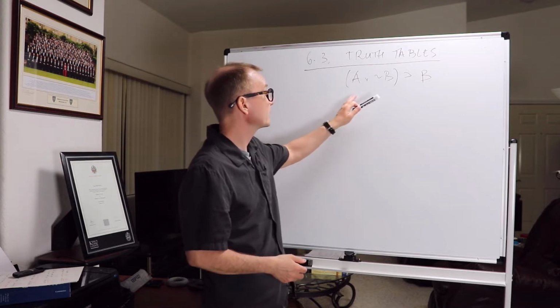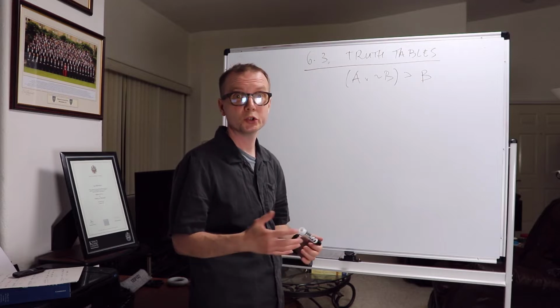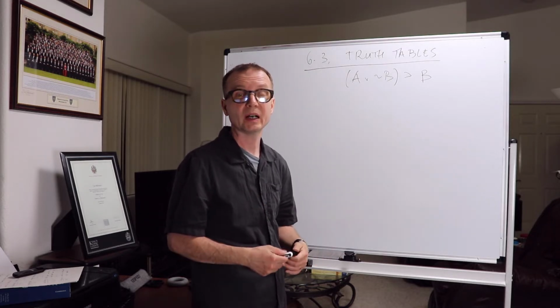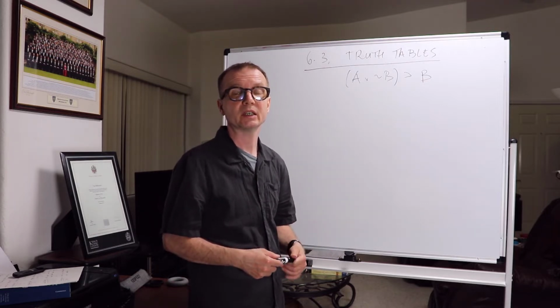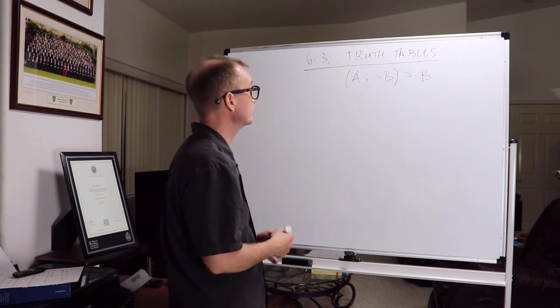Suppose you are given something like this. This is an example from the book. Now, how would you go about calculating all the possible truth values here? How big is it going to get? Well, not really that big. And this is how you do it.